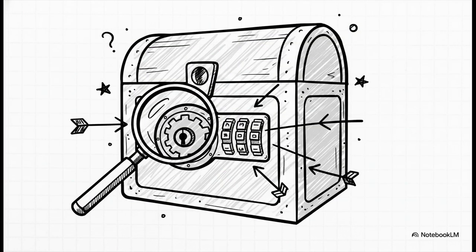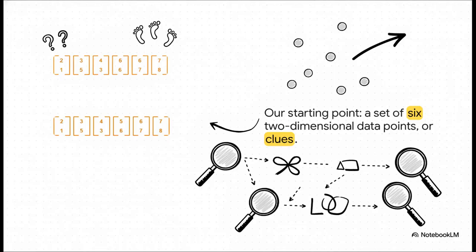Theory is great and all, but let's actually see our detective in action with a quick little case study. We're going to crack the code on a small data set right now just to see exactly how this whole thing works. So here's our evidence. We have 6 data points, and each one has 2 dimensions, or features. You can think of them as 6 clues, each with an X and a Y coordinate. Our job is to find the main direction that these clues are pointing in.